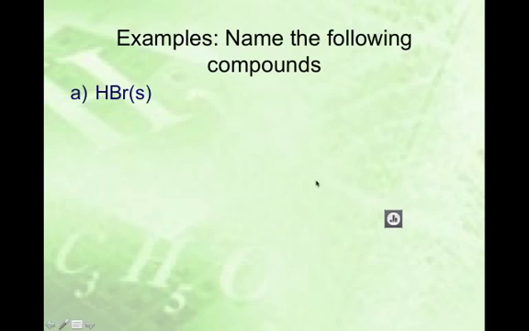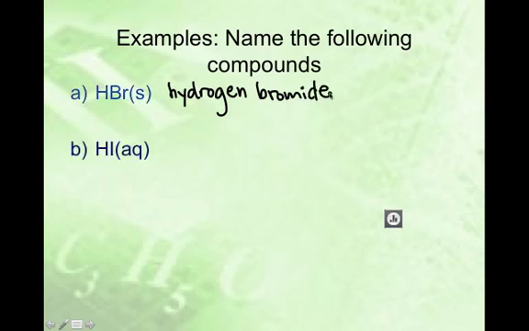Okay, well, here are some examples. Here's a solid compound, HBr. It's not aqueous, so it can't be an acid. Therefore it would be hydrogen bromide. Do I have to say monobromide? No, you don't have to say mono, because there's only one way to make this with hydrogen.